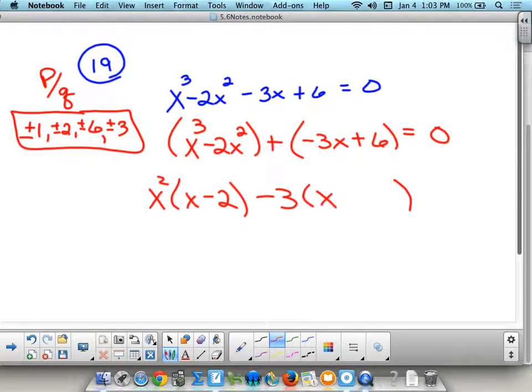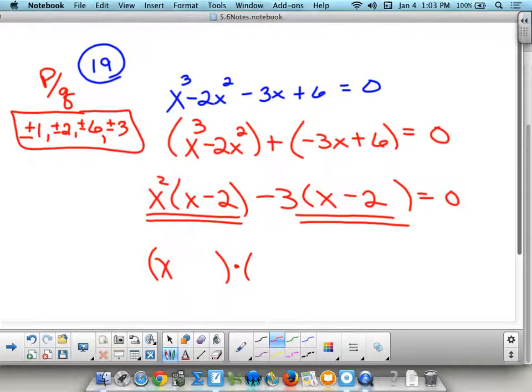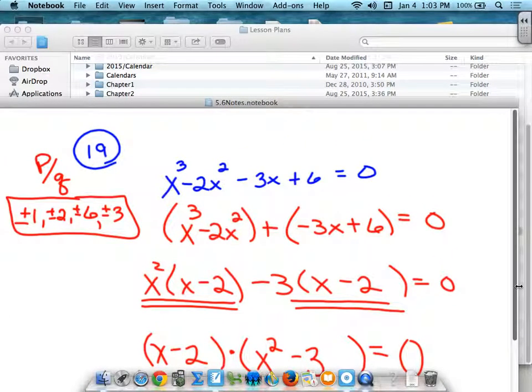Did this work? Is that what you got? Once you took out x squared, once you took out negative 3, you should have got that, right? GCF out of those 2 terms is what? Minus 2. X minus 2 times, what's left? X squared minus 3. Got it, equals 0. Yeah, this is factorable. I wouldn't waste my time with p's over q's. Oops.